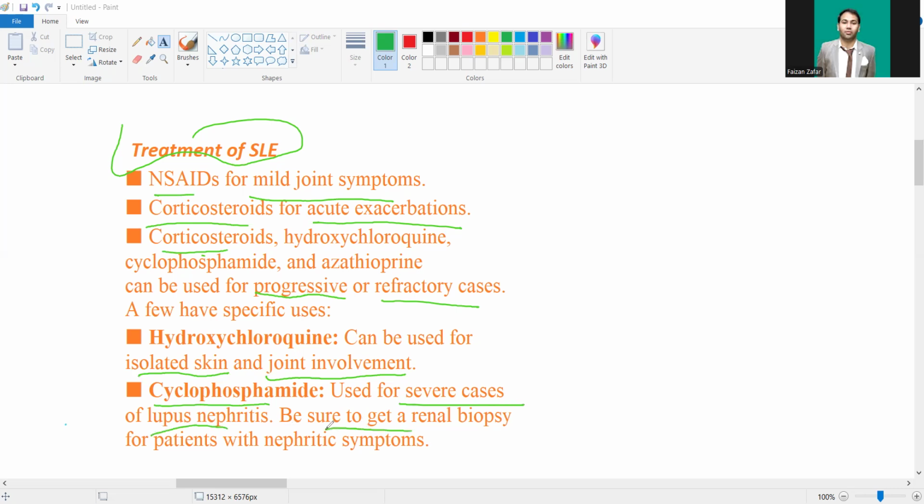Be sure to get a renal biopsy for patients with nephrotic syndrome. For the severity of lupus nephritis, you have to take a biopsy.